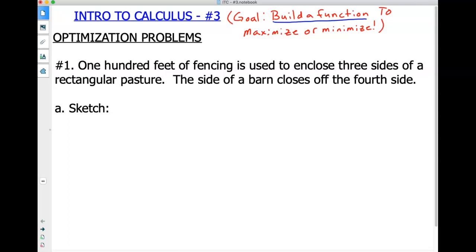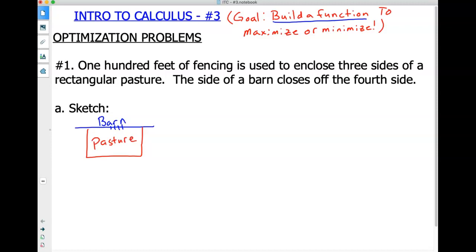So an optimization problem here, number 1. You have 100 feet of fencing used to enclose 3 sides of a rectangular pasture. The side of the barn closes off the 4th side. So make a sketch. We have a barn here, and we have 100 feet. We are going to make our pasture, except this one side butted up to the barn. That does not need to be fenced off. So this is going to be our pasture.